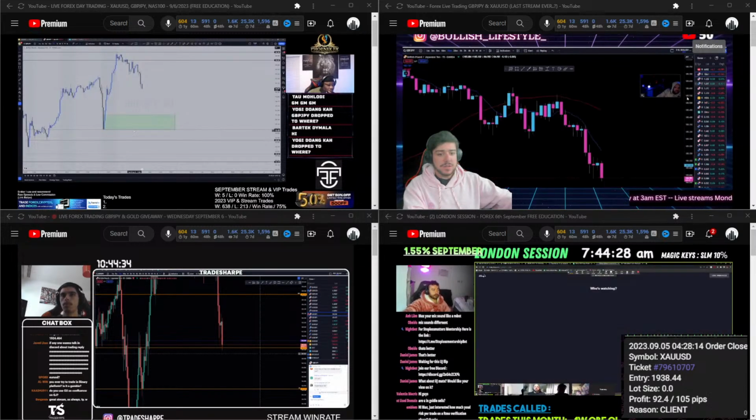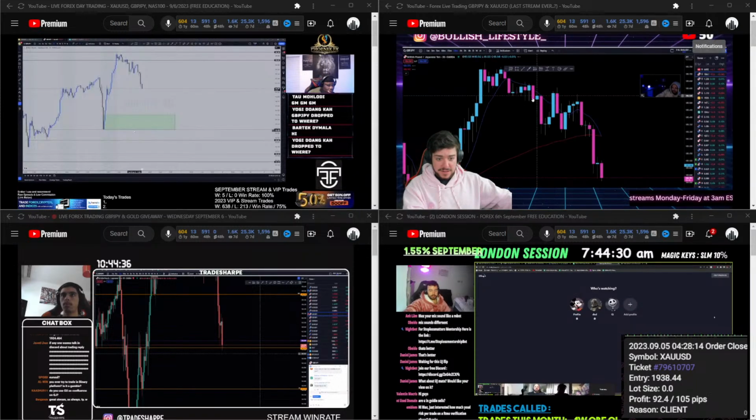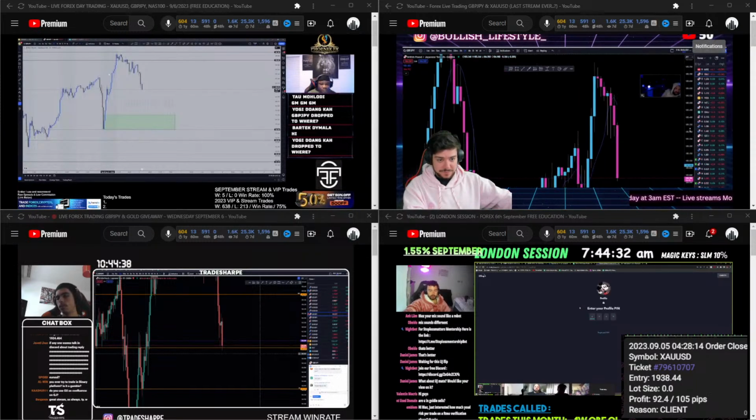20 seconds for this candle to close. We'll see if it closes below here or not. If it does, break of the low makes sense for sells.